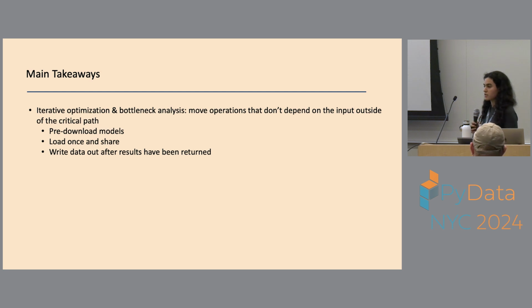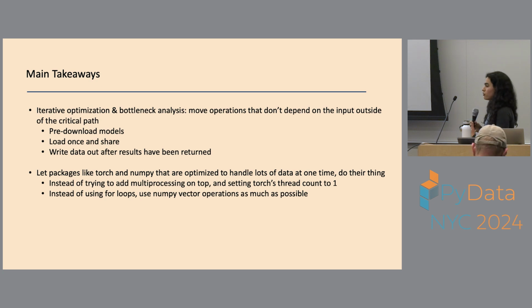And so we found hotspots and removed them, namely with pre-downloading the models, loading them in once, and then also saving predictions after the user has gotten their answer. Another takeaway was letting packages such as Torch and NumPy do the thing they're best at. So in the Torch case, instead of limiting the number of threads and then implementing multiprocessing on top, let's just let Torch handle all of our sentences in one go. And similarly, let's let NumPy handle our vector operations instead of looping over our sentences one at a time, embedding them one at a time, and then predicting one at a time.